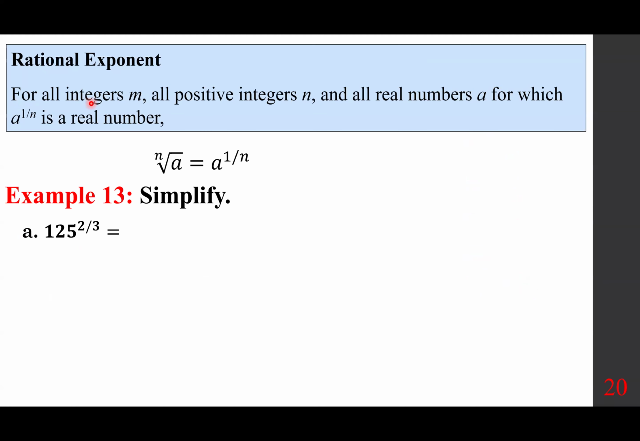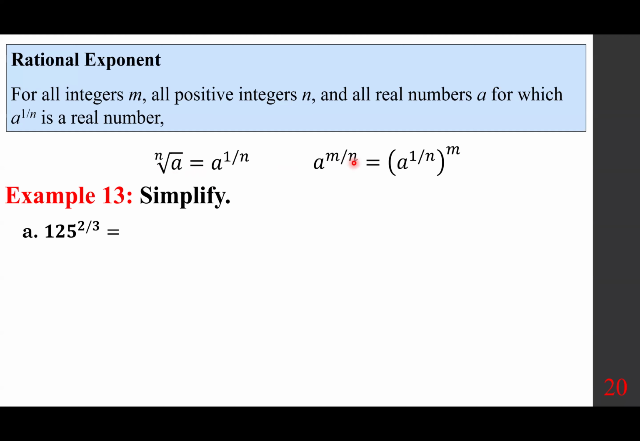Rational exponent. For all integers m, all positive integers n, and all real numbers a, for which a to the power of 1 over n is a real number. So the nth root of a equals a to the power of 1 over n. So this is the case. This means a to the power of 1 over n. Remember, when there is no exponent, that means the exponent is 1 for a.